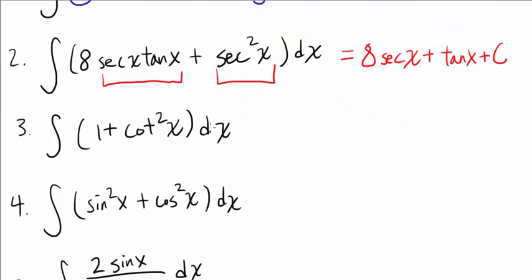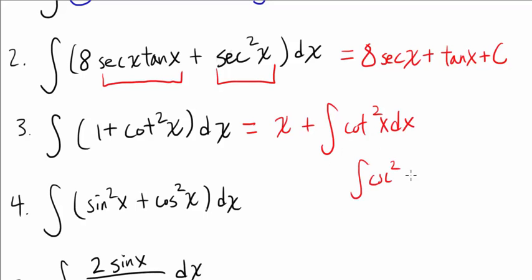Next one, 1 plus cotangent squared of x dx. Let's start by dividing this. So we get integral of 1, which is x, because when you differentiate x, you get 1. And you get plus integral of cotangent squared of x dx. Do we know what this is? We know integral of cosecant squared of x dx. That's negative cotangent of x plus c.